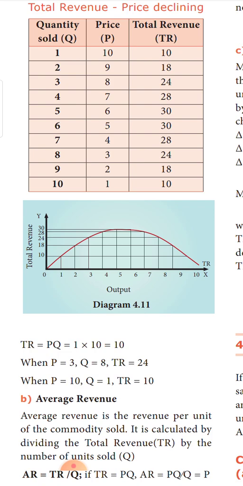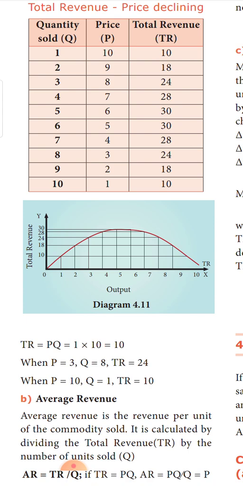When prices are declining, what is the nature of the total revenue curve? You will be able to draw it in the form of a graph. So, you take output or quantity sold on the x-axis and total revenue on the y-axis. Likewise, plot 1 to 10 on the x-axis. For total revenue, 10 is the minimum and the maximum is 30. So you can mark TR on the y-axis. Just plot the points, the first column and third column alone.